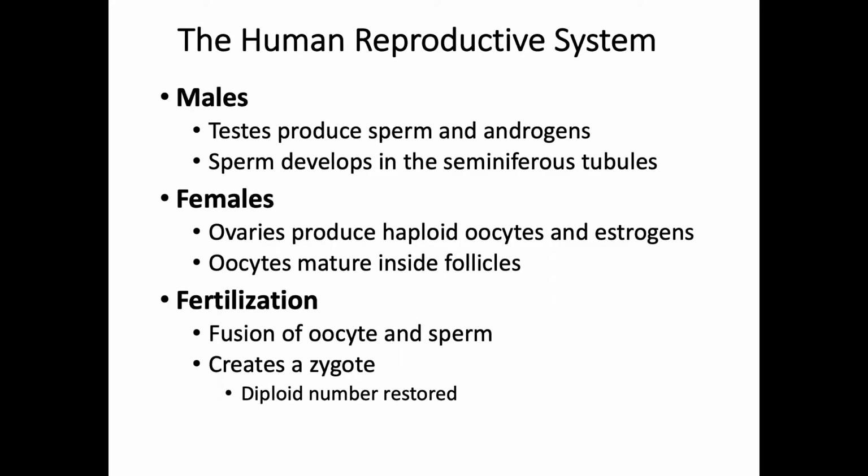Okay, first of all, for this part, we will first discuss male reproductive organs and their functions related to spermatogenesis. And then we will discuss the female reproductive organs and oogenesis. And lastly, we'll discuss how fertilization happens.